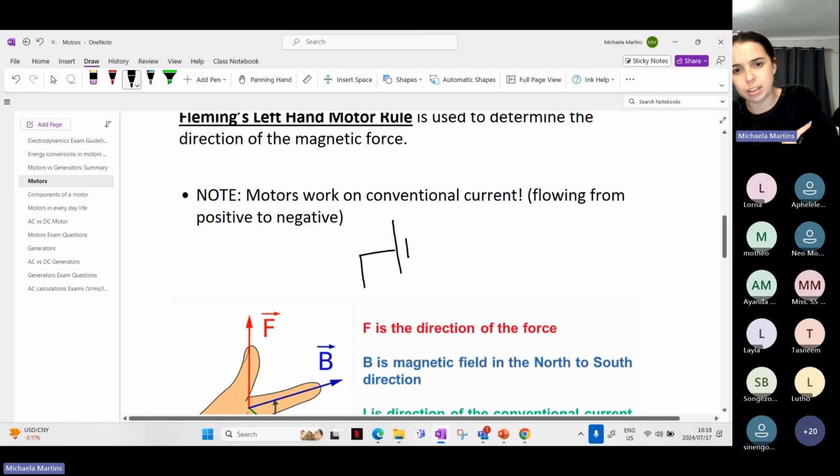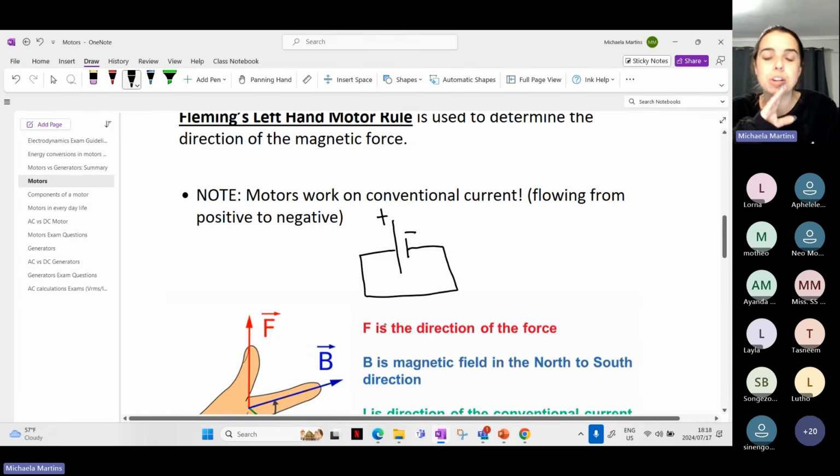Remember, if you have a battery like that, the positive terminal is the long one. The negative terminal is the short one. So we work with conventional current that flows from the positive terminal to the negative terminal. So the current is flowing this way.